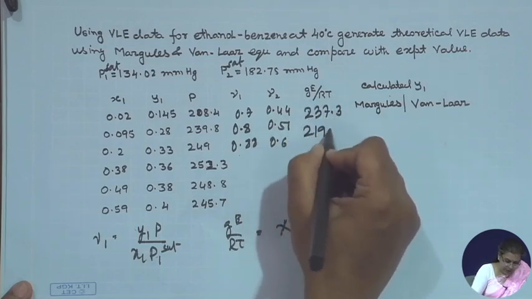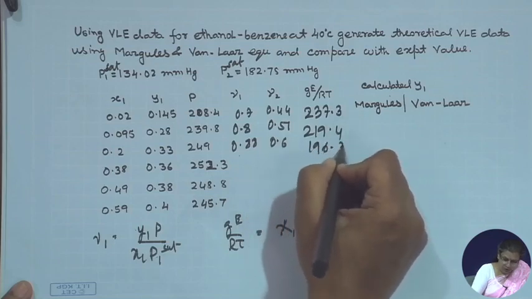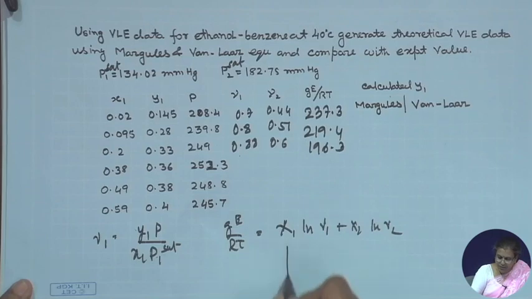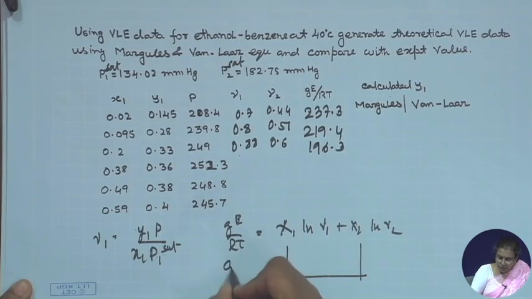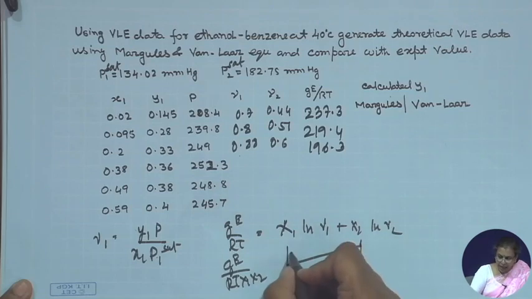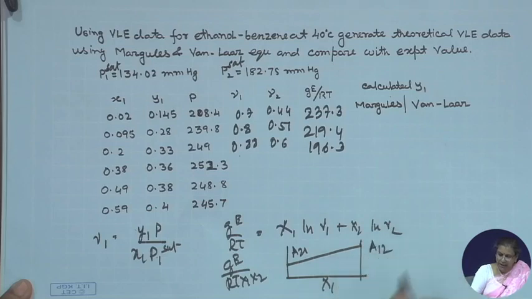237.3, 219.4, 196.3 and so on and so forth. You can just calculate. Once you have calculated this, you simply plot G by RT x1 x2 as a function of the different x1s that you have. You find the straight line, and from this straight line you find A21 and A12.